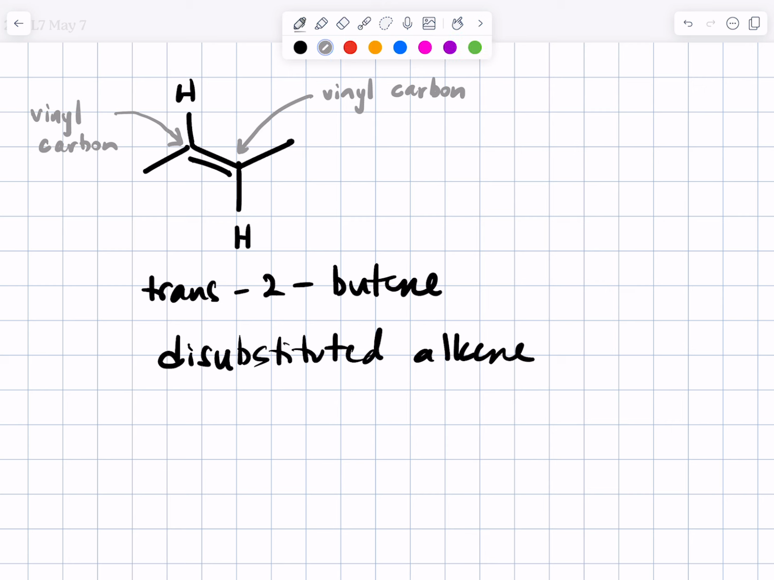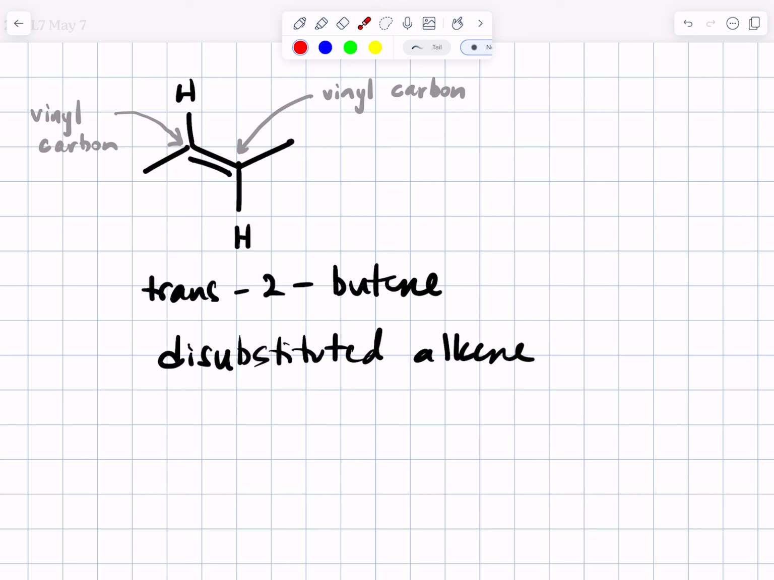And di-substituted means this vinyl carbon has a non-hydrogen thing attached to it, and this vinyl carbon also has a non-hydrogen thing attached to it. If you have both vinyl carbons in an alkene, there can be a maximum of 4 groups, 2 on each vinyl carbon. Di-substituted is when 2 of those 4 are not hydrogen.